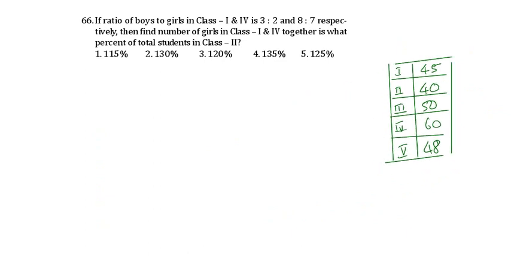See the first question. If the ratio of boys to girls in classes 1 and 4 is 3 is to 2 and 8 is to 7. In 1 and 4, boys to girls, 3 is to 2, 8 is to 7. Now, girls in 1 and 4. So, what is girls in 1 and 4?